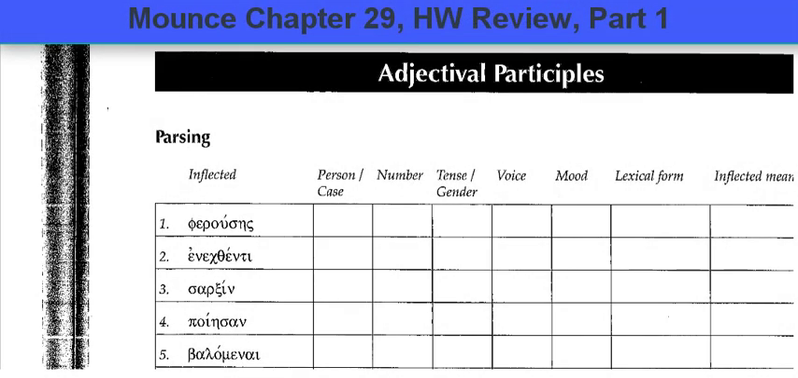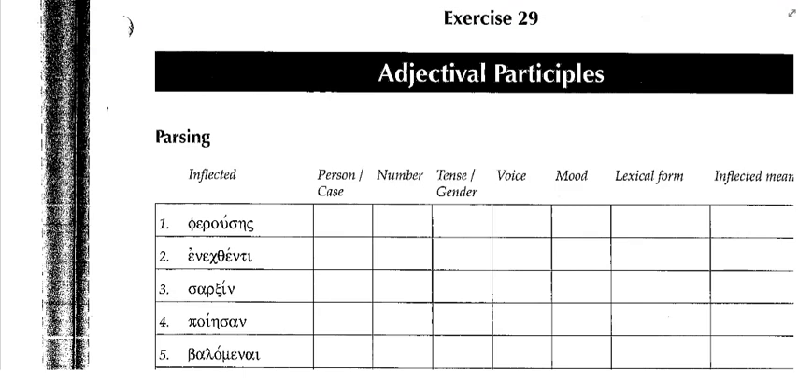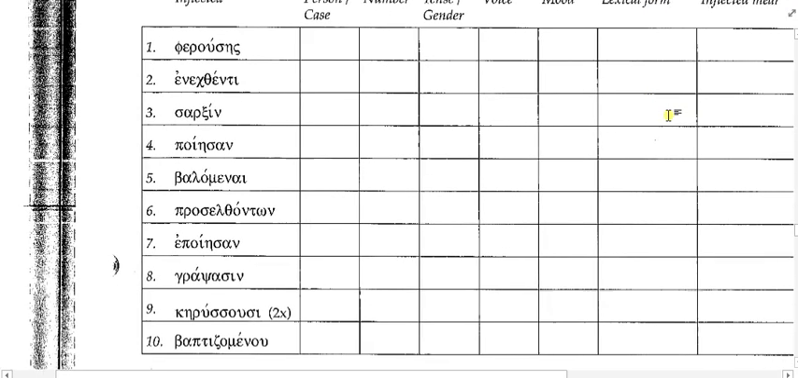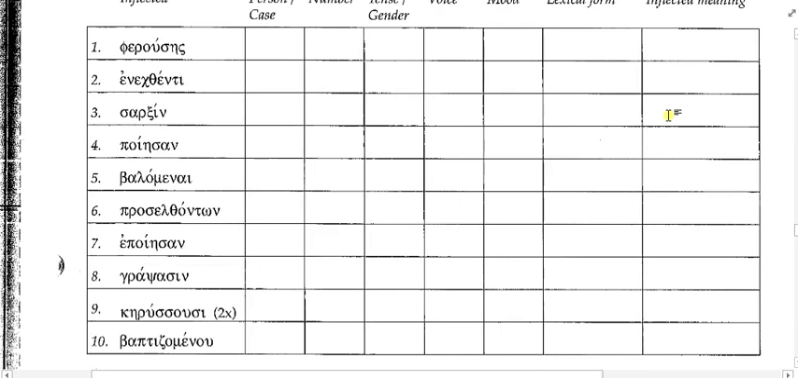So let's get our workbooks out and look at the homework for chapter 29. We'll start with the parsing and see if there are any questions that you have about this. So number 2 here, we have anenthenti. Let's just talk about the actual forms that we see first of all.